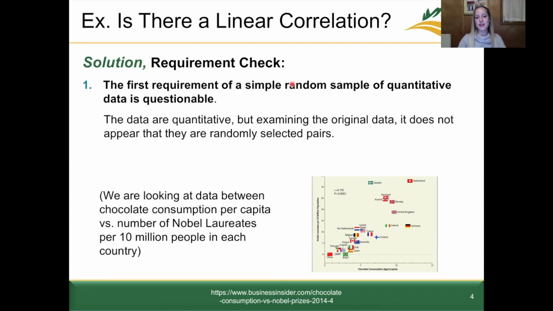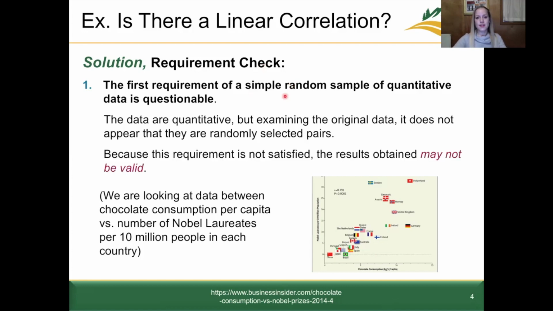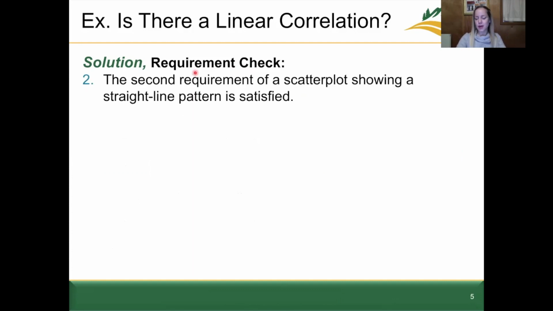So in cases like these, when we can't tell if we have a simple random sample, then we need to keep this in mind once we get our results. So we'll still go through and solve the problem, but the results obtained may not be valid because we have not checked off this requirement number 1, that we do in fact have a simple random sample of data. Let's go on to the next requirement now.